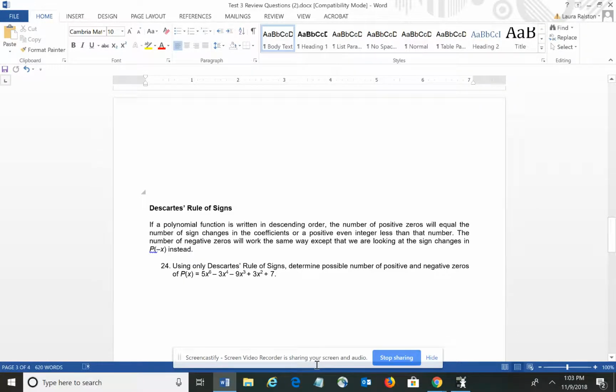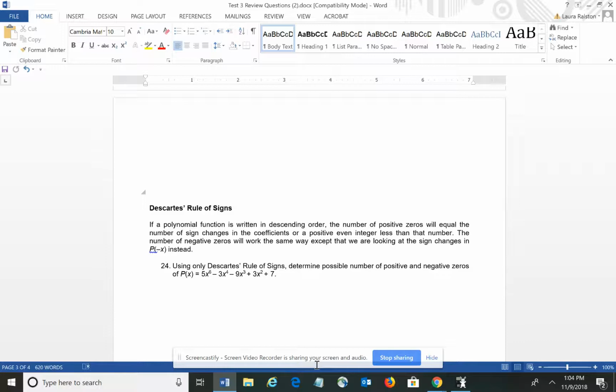This is again a continuation of the Test 3 review. We're going to be looking at Descartes' rule of signs, which is related to polynomial functions. The idea with Descartes' rule of signs is it helps us again to narrow the list of possible zeros, whether or not they're positive or negative at least, so that we can narrow the list.